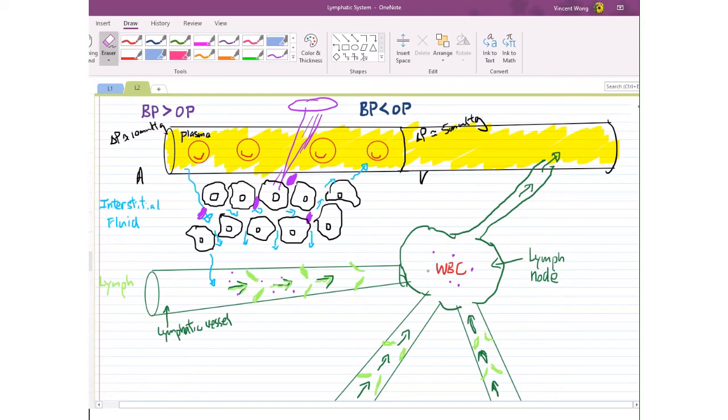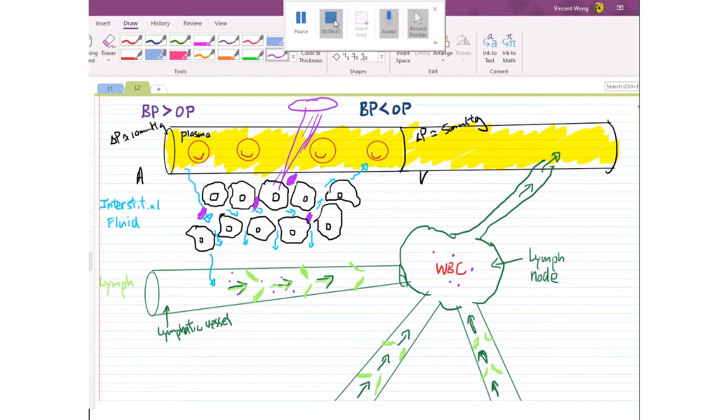So the cells in the lymph node might start to undergo mitosis, to divide and multiply, so that they can fight off this infection, and that's part of the reason why your lymph nodes get swollen when you have an infection. We're going to talk more about this in the next lecture, but this is basically a really simplified version of the relationship between the lymphatic system and the cardiovascular system.